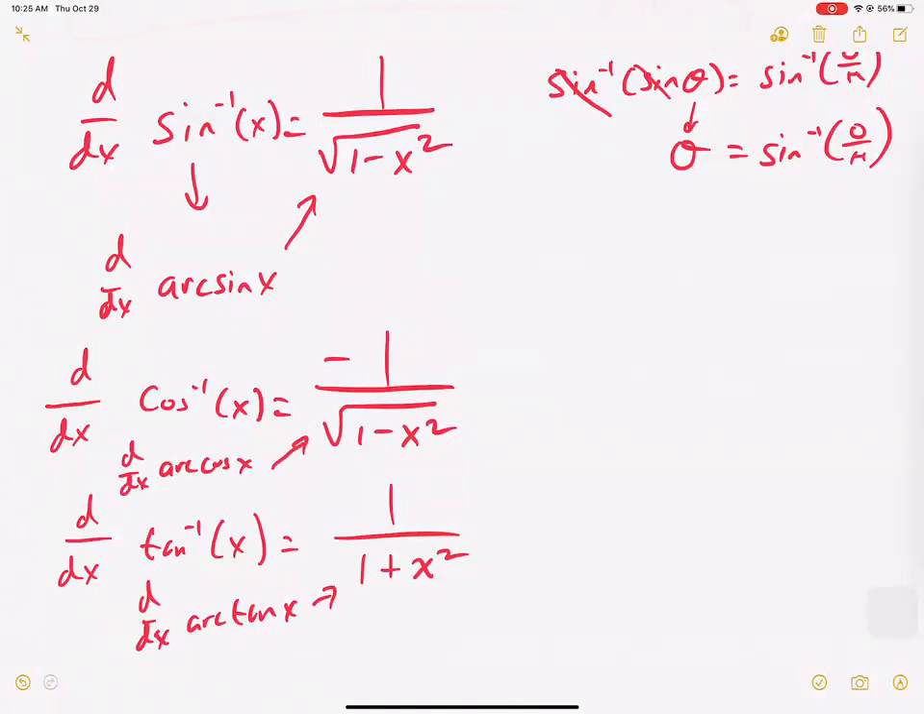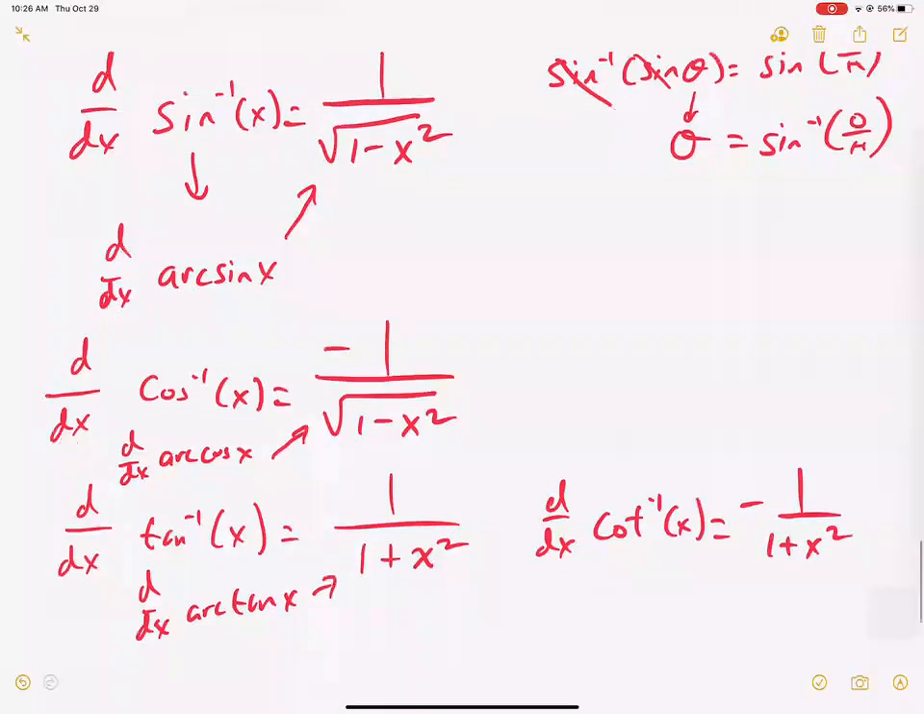So we did sine, cosine, and tangent. Here's something we want to say about arc cotangent. The derivative, real quick, of cotangent inverse of x is equal to, remember, whenever you take the derivative of a co, you end up with a negative. Looks very similar.